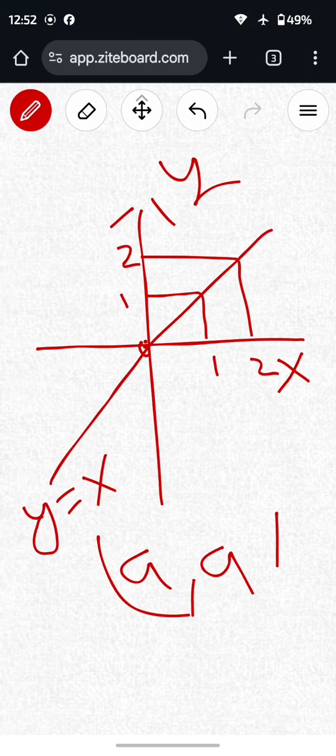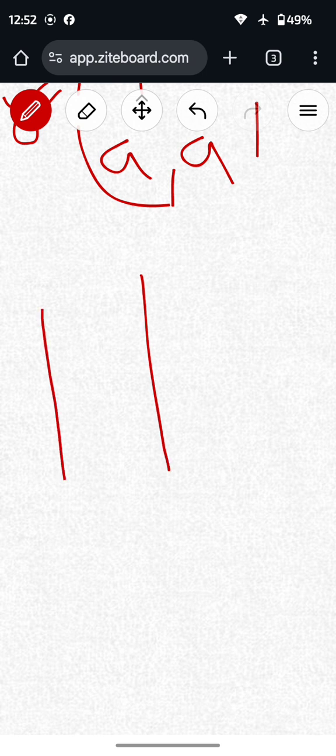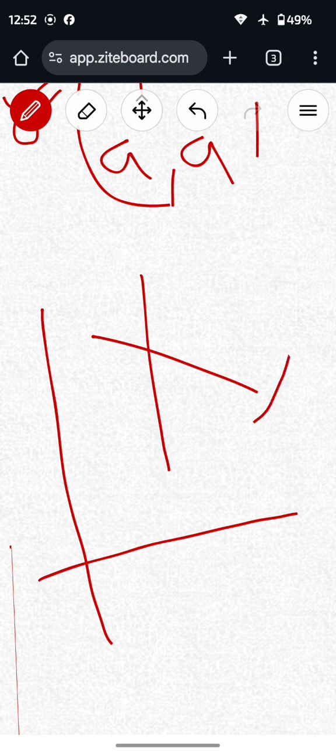The question is saying, if two lines L1 and L2 intersect each other, then the point of intersection satisfies both the equations. How? Because the point lies on L1 and the point also lies on L2, so this will satisfy both the equations.